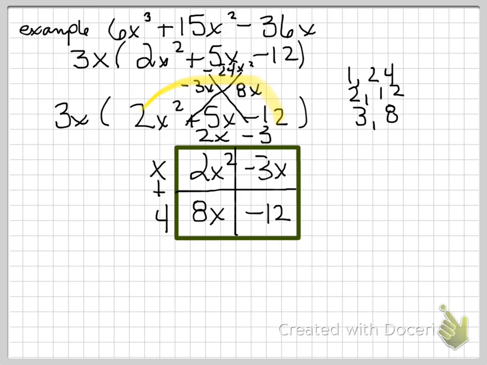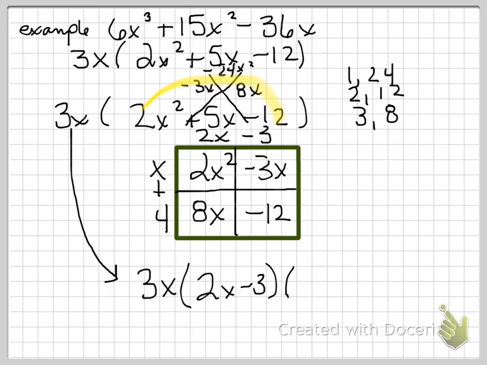So now to write all this out, that 3x we can't forget about it. It's got to come down in front. And that's a mistake a lot of students make, so make sure you don't do that. 3x times 2x minus 3 times x plus 4. Alright, that one's factored.